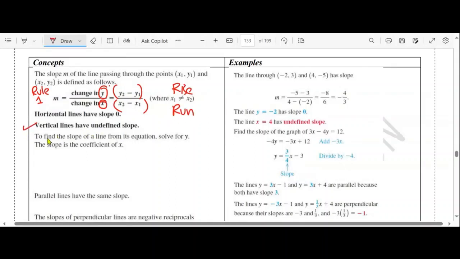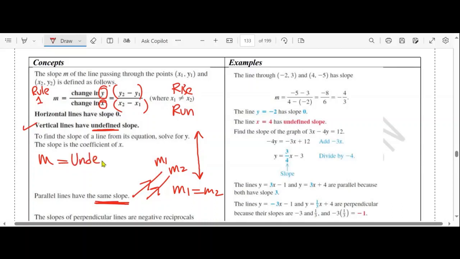Okay, so here we talked about this. Vertical lines, how much is the slope? Undefined. Parallel lines have the same what? So if you have 2 lines like this, I'm sorry, let's graph another 2 lines. If you have 2 lines like this, both slopes are the same. So M1 is the same as M2. M1 equals M2. Here M is what? Undefined.